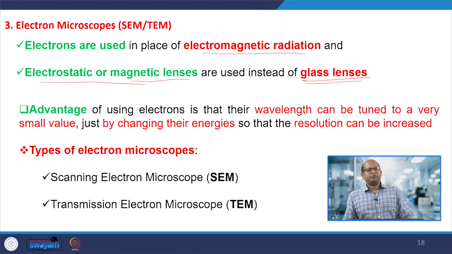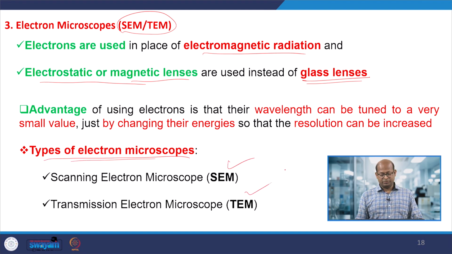And this type of electron microscope has two different types, SEM and TEM, scanning and transmitting mode, so both ways we can categorize them. So the types are SEM and TEM, these two. Today we will discuss SEM, or scanning electron microscopes, basically.